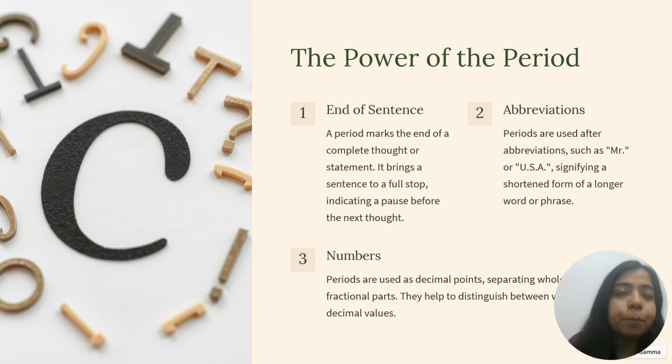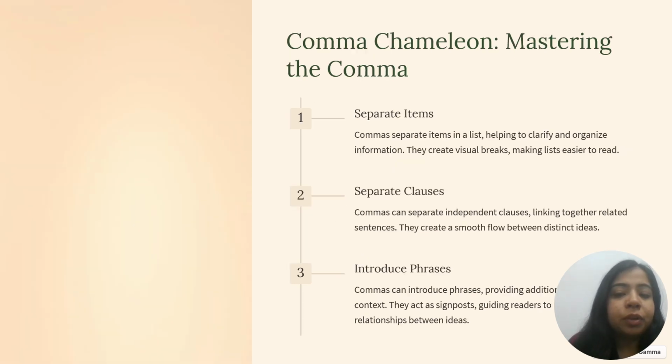Last is numbers. Okay. So periods are used as decimal points, like we have to write 500. So we write 500.00. If we do not put that point, it will become 50,000, right? So this was about period.